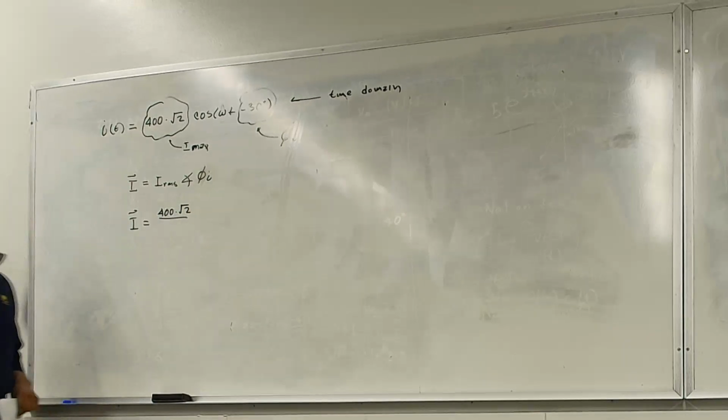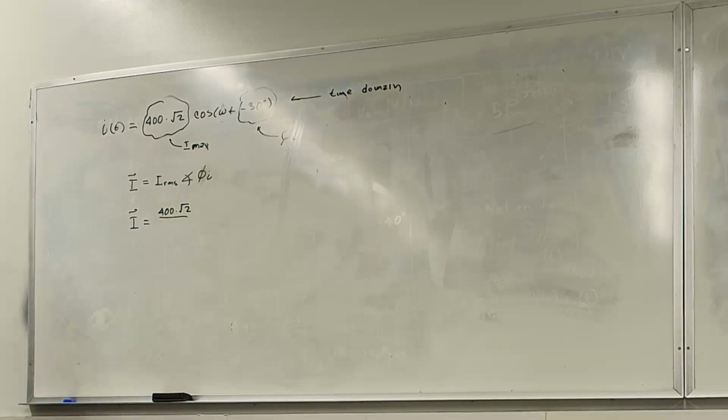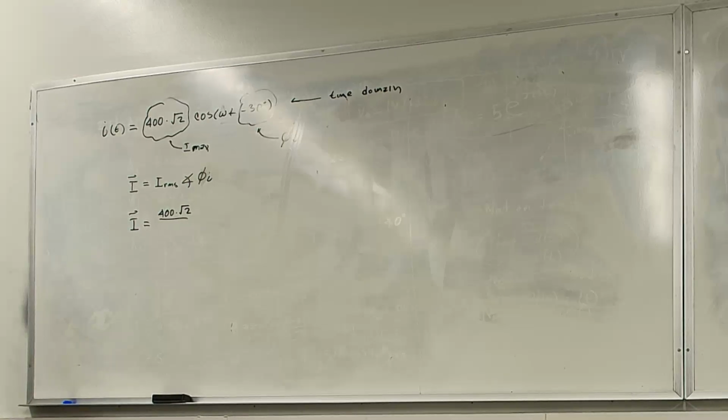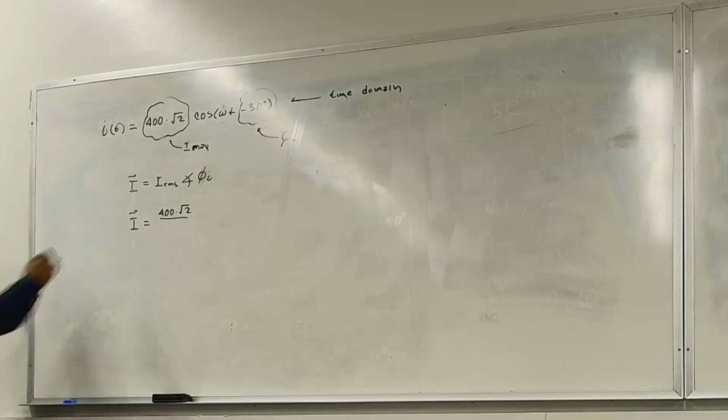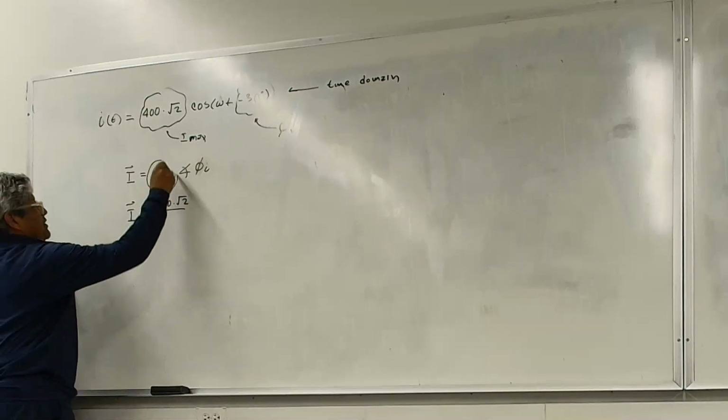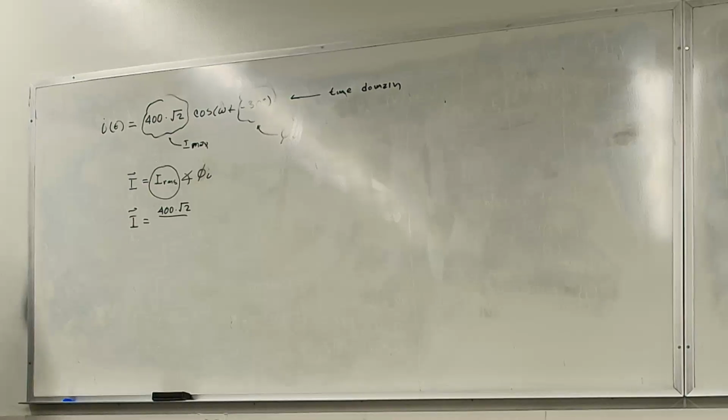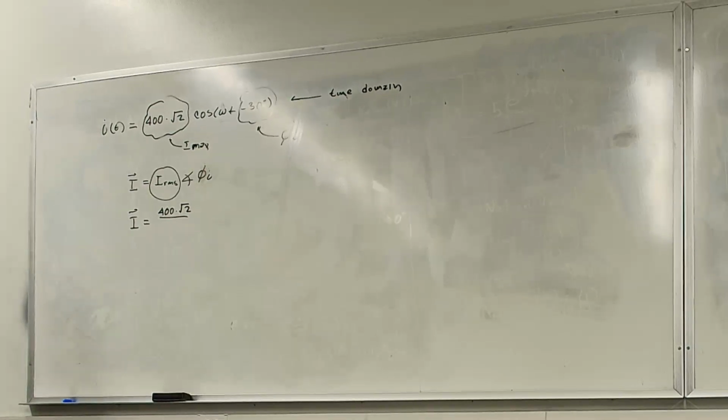And yes, sir. Just a question. For the current vector, or sorry, phasor, you're always going to be using IRMS, right? Yes, never the maximum. This is always going to be an RMS value. Always, always, always. Never the peak. You gotta remember that.